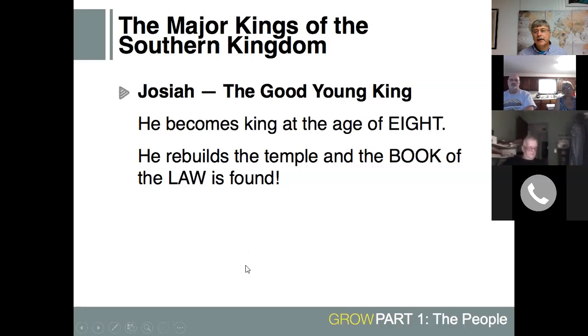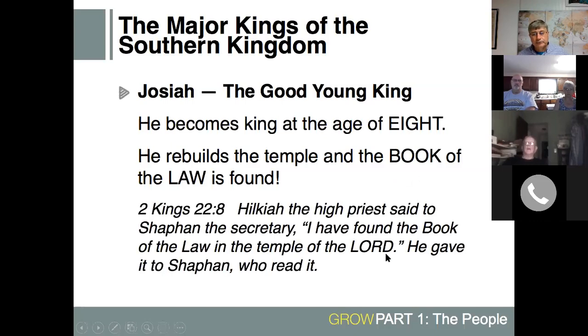And they start to clean up the temple because it's a mess after all those idols and everything else that's in there. And they uncover the book of the law. It's like the book of the law has been put up on a shelf and then covered up, behind a bunch of idols, and nobody's seen it for years and years. And so as they're cleaning it up, they find the book of the law, and they start to read it. And they realize that they are not even close to what God has called them to do. So he starts a revival.